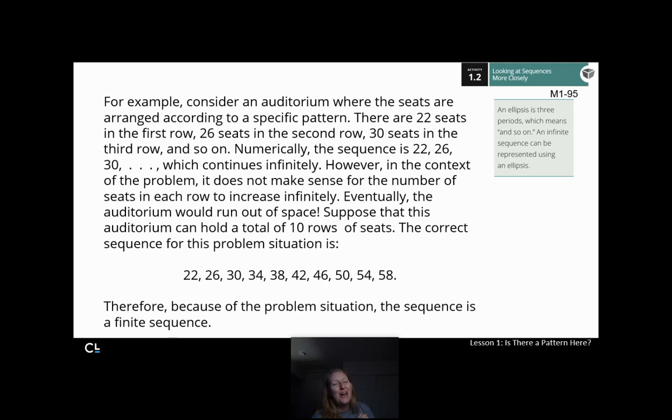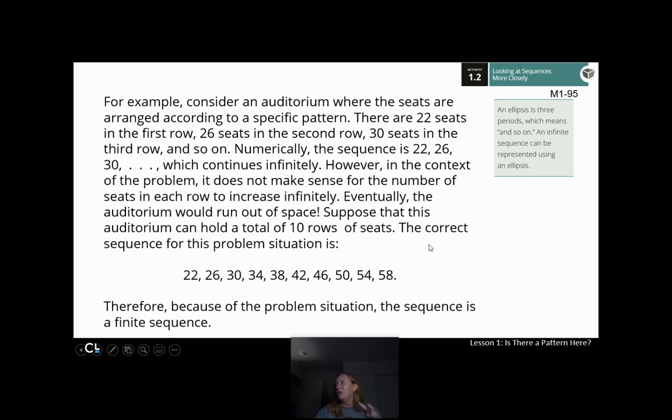So suppose that this auditorium can hold a total of 10 rows of seats. The correct sequence for this problem situation then is 22, 26, 30, 34, 38, 42, 46, 50, 54, and 58. Therefore, because of the problem situation, the sequence is a finite sequence. That auditorium cannot put more and more seats in it forever and ever. There comes a point where it has to stop. There's only so much space. So it's a finite sequence.